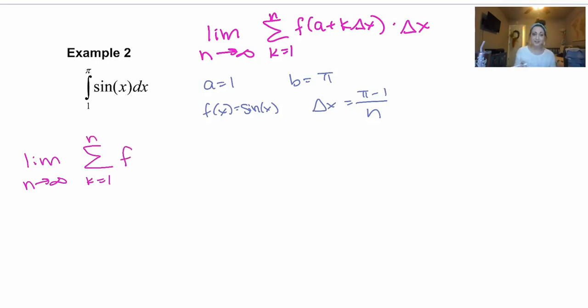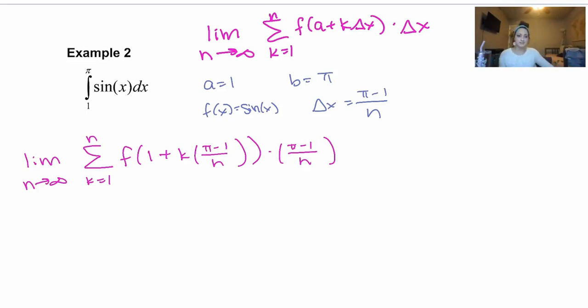And then my formula, I need the height of each rectangle, so that's the y value, f of a plus, let's go ahead and plug in a. So f of a is 1, right, plus k delta x, and for delta x we got pi minus 1 over n, close both parentheses, then times delta x, which is pi minus 1 over n. Okay, now last time we cleaned this part up a bit. There's not a whole lot to clean up there. If you want to put the k in the numerator, you can. Still pretty clunky. So I'm just going to jump to our final answer.